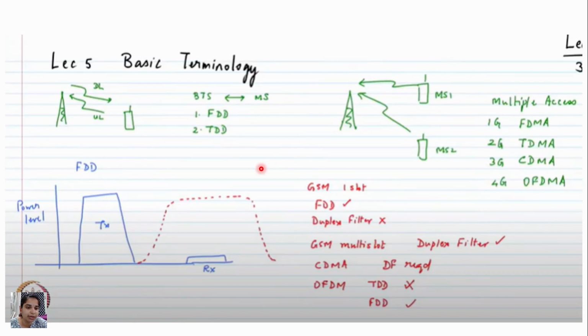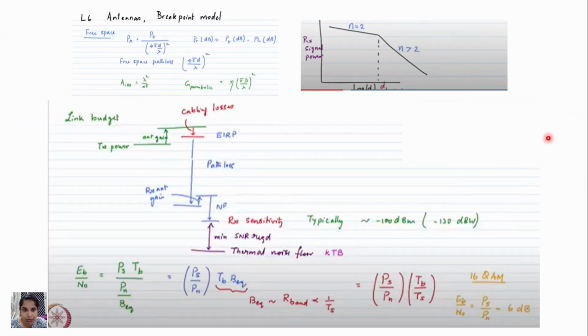And then, when do you need a duplex filter? And then about different multiple access schemes: when multiple users want to transmit simultaneously, multiple access schemes come into the picture. So these were the different topics in lecture 5.